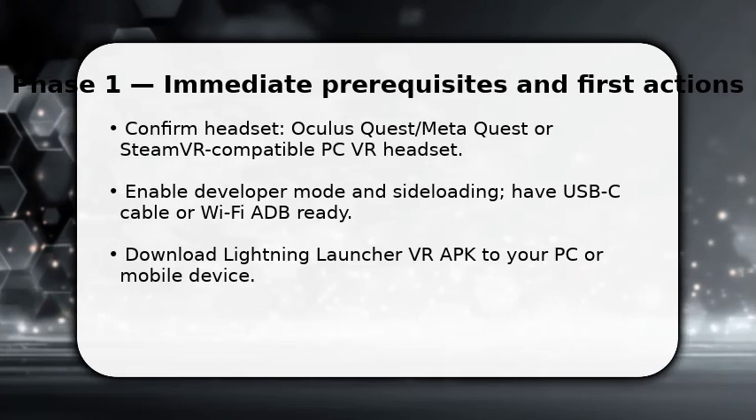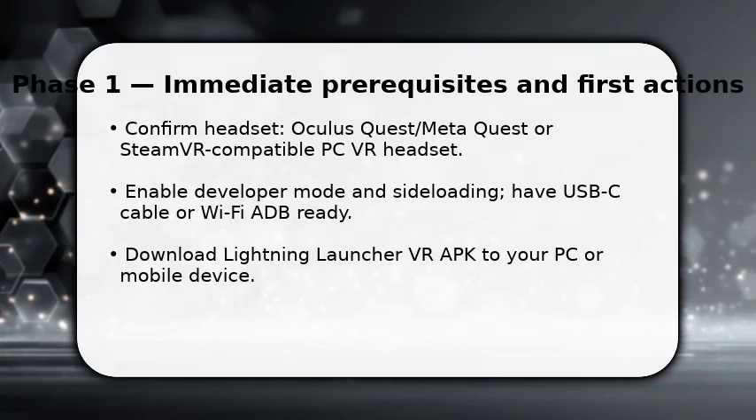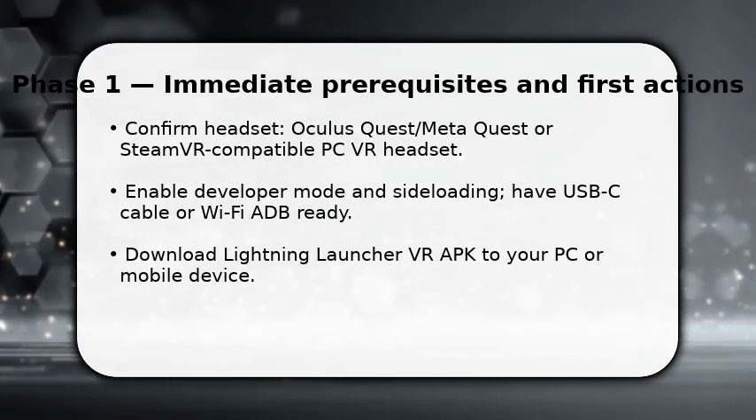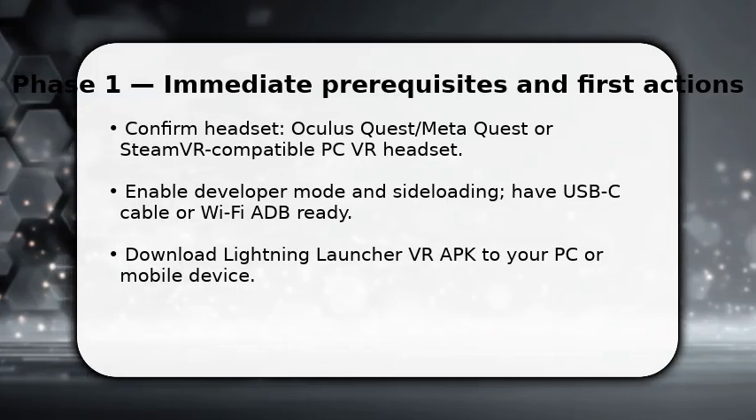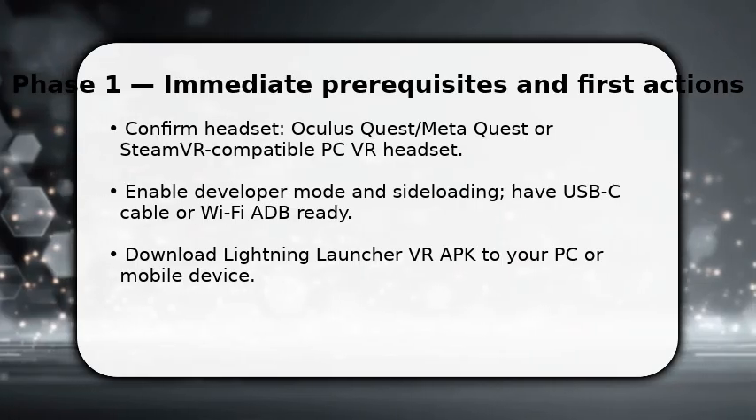Enjoy the video. You start by preparing your hardware and permissions. You must enable developer mode on the headset and allow sideloading. This opens the door to non-store apps. Once done, connect the headset to your PC via USB-C or set up Wi-Fi ADB so file transfer is faster.